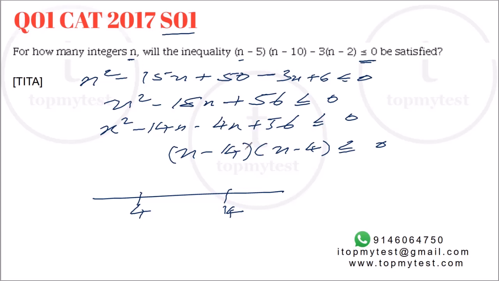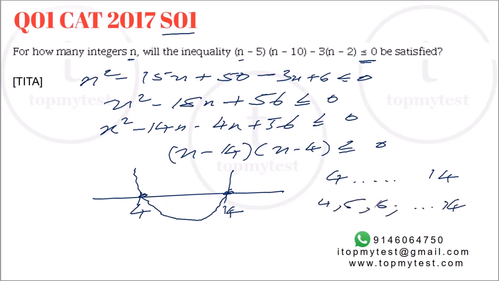Plot the curve. You have 4 and 14 as the major points. This is a curve which will open upwards. It will go like this. You want less than or equal to 0, so the range from 4 to 14 is what you're looking at. Now we want integer solutions, so all integers from 4 till 14. So 4, 5, 6 till 14. How many integers? 11 integers will be there. Pretty straightforward to solve this.